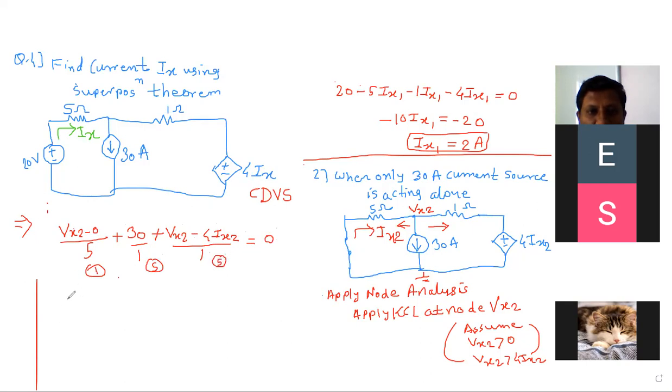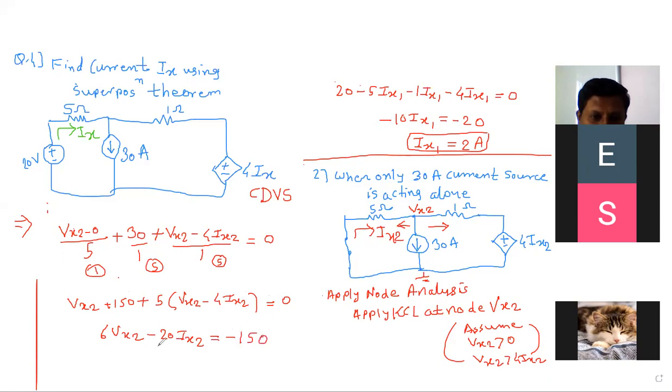So here multiply 1 by 5, 1 into Vx2 as it is, 30 into 5 means 150, and 5 into Vx2 minus 4 into Ix2 in bracket is equal to 0. So Vx2 and 5 Vx2 total 6 Vx2. 5 into minus 4 means minus 20 into Ix2. And 150 goes to the right hand side and becomes minus 150.